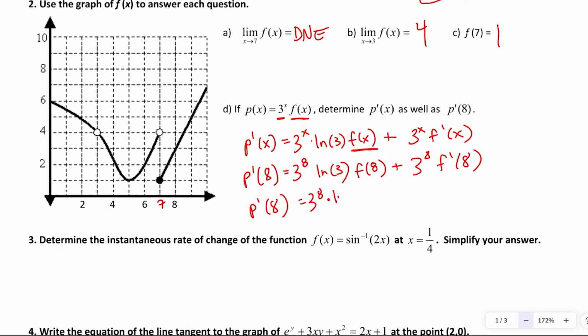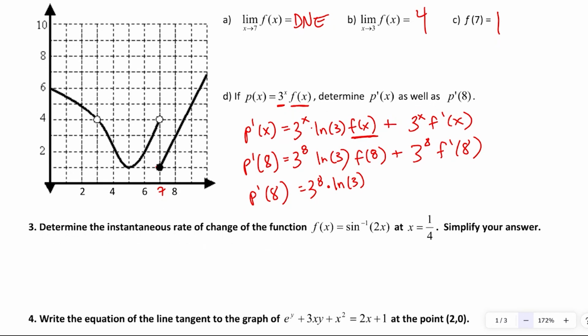Times the natural log of 3, that's just a constant, so we'll just leave that alone as well. f of 8 is the value of the function when x is 8. If we look at the graph, and that's what f is referring to here, when x is 8, y is 3. So this is going to be a times 3. So actually, we could probably change this 3 to the 8th times 3 to 3 to the 9th, but I don't think we really necessarily have to.